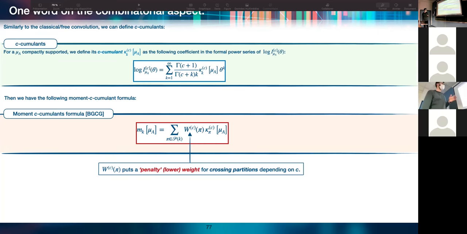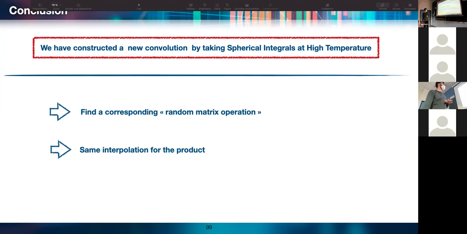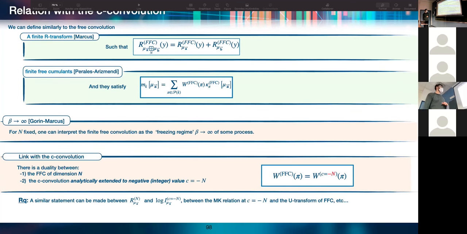So this is an observation, but it goes far beyond just the moment-cumulant formula. You have a similar relation between the finite R transform and the high temperature spherical integral. You can define something which is almost the same thing as the Markov-Krein transform, and you also have this duality of beta going to infinity for the finite free convolution, interpreted as c equal to minus n.